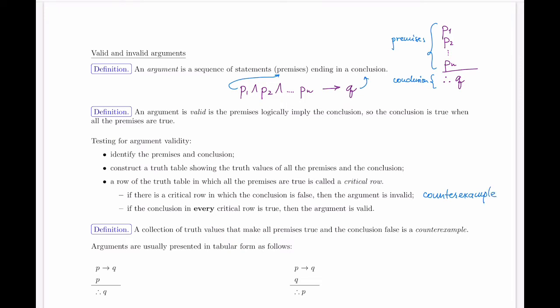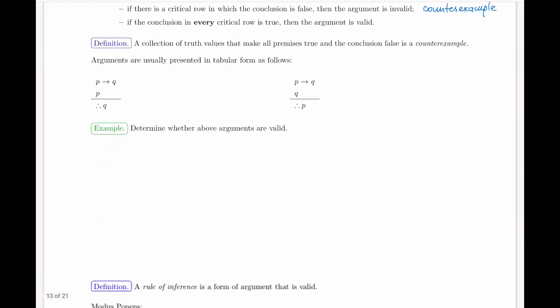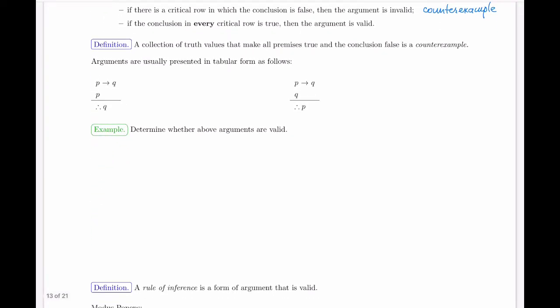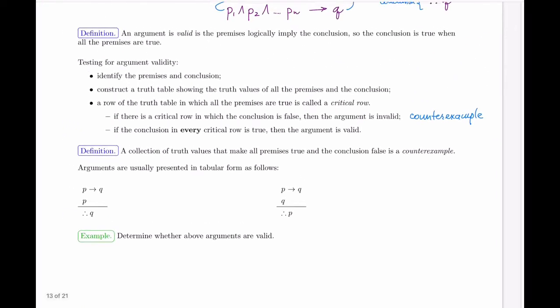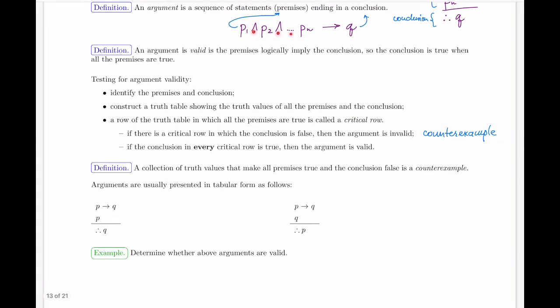Now let's take a look at how that works in the actual example. As I already said, arguments are usually presented in this tabular form because it's a little bit easier to read vertically all of the premises rather than if they are connected by a long series of conjunctions. So here we have the premises are P implies Q and P, and the conclusion is Q.